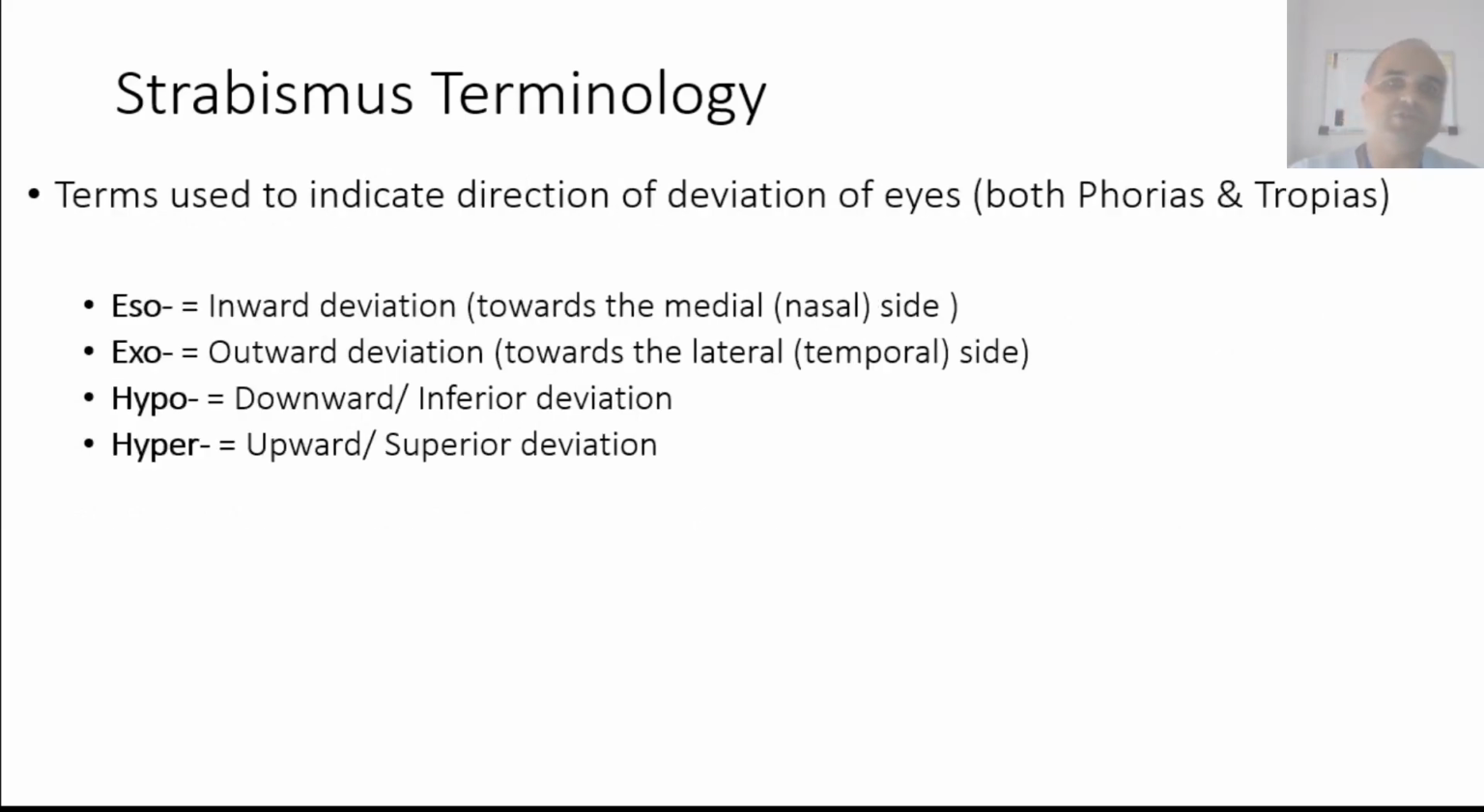And the terms used to indicate the direction of deviation for both tropias and phorias are as follows. If your eye is deviating inwards, it's called an esotropia or esophoria. If your eye is deviating outwards, it's called exophoria or exotropia, depending on whether you're looking at a latent or a manifest squint. Downwards is hypo, deviation above is hyper. So these are the terms that we use in order to tell in which direction the eye is deviating.